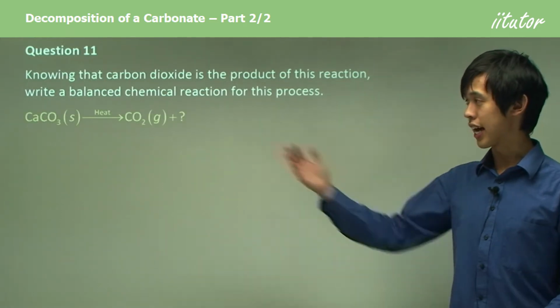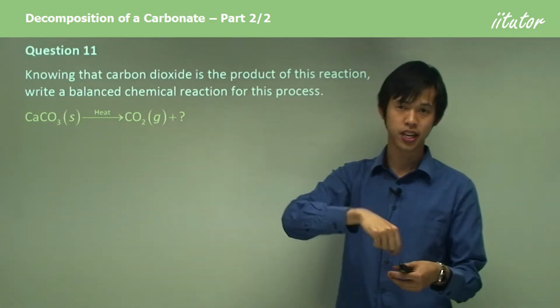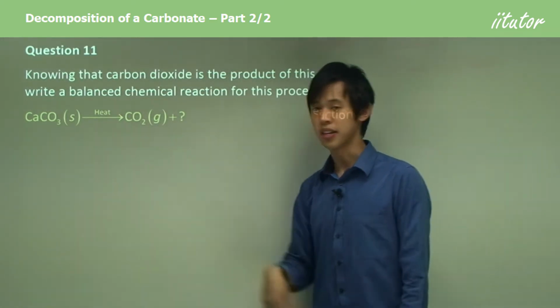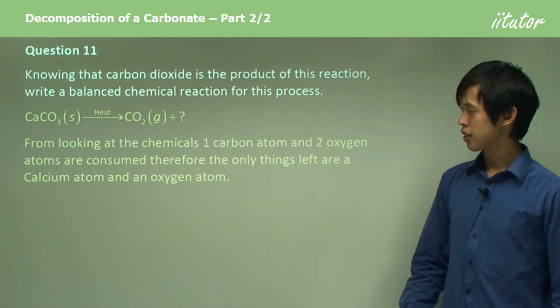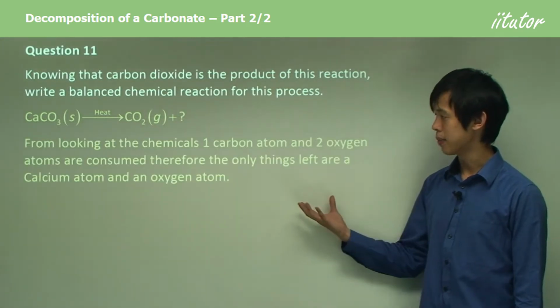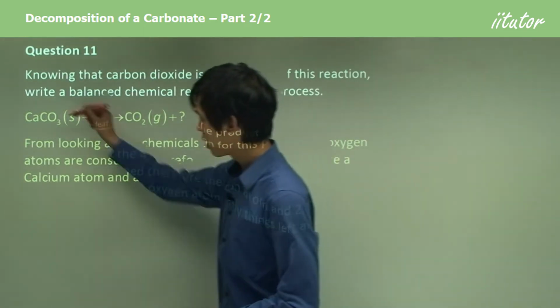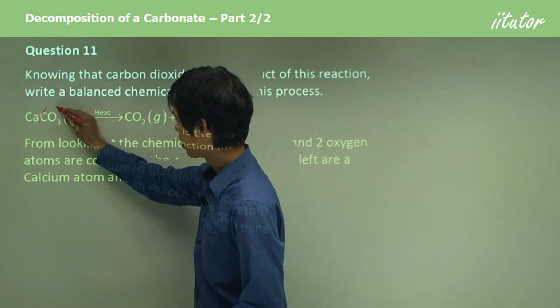We know that there's calcium carbonate, there's heat, and we know CO2 has come out because we did the flame test and we did the lime water test. So we know that this and this both exist. Now the question then becomes, well, what is the question mark? So from looking at the chemicals, 1 carbon atom and 2 oxygen atoms are consumed. So we don't need to worry about this, and we don't need to worry about 2 of these. So there's only 1 left.